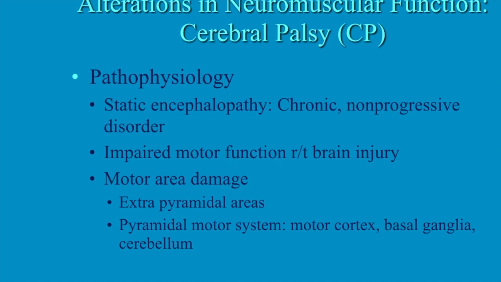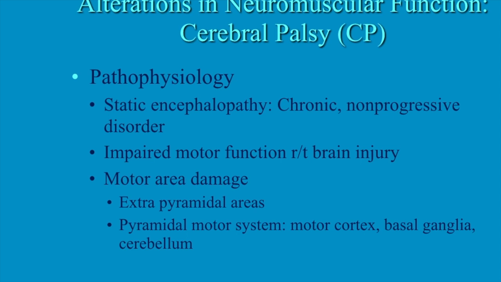Cerebral palsy can result from a lot of different insults to the brain. What ends up happening is there is an encephalopathy, and the child ends up with a chronic non-progressive disorder. As a result, they end up with impaired motor function because at some point they sustained a brain injury. And remember, we can have this prenatally, during delivery, and anytime after the child is born, or any kind of injury that has caused trauma to the child.